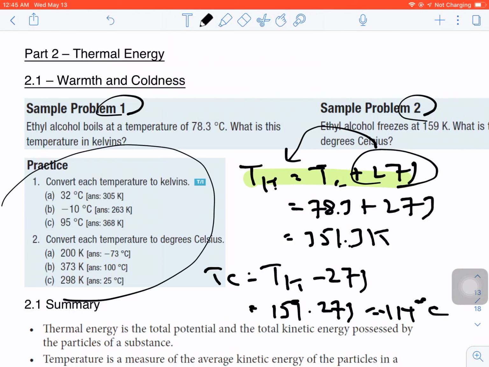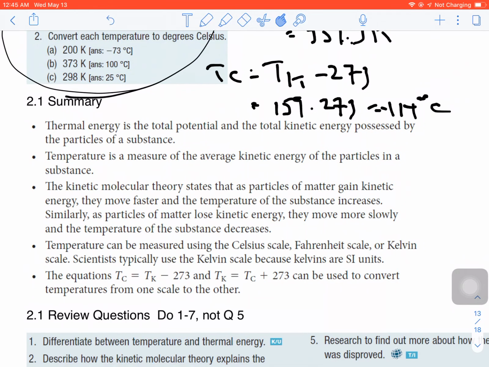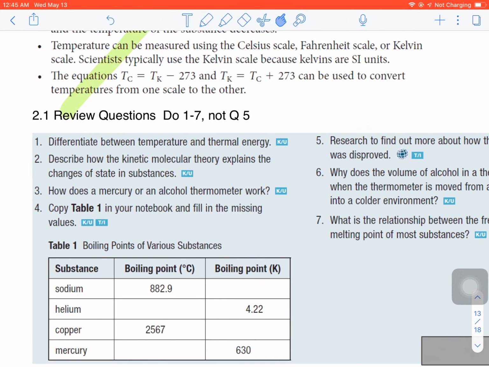And again, there's some sample practice questions for you that you can work on here. As usual, there's a bit of a summary here that takes you through kinetic molecular theory. I would take some time and look through the summary. And I'm going to leave you with the questions that are down here for 2.1, but not question 5 where you have to do some research. So you can just do the other questions, basically looking at temperature versus thermal energy, kinetic molecular theory, and doing some conversions between kelvins and degrees Celsius.